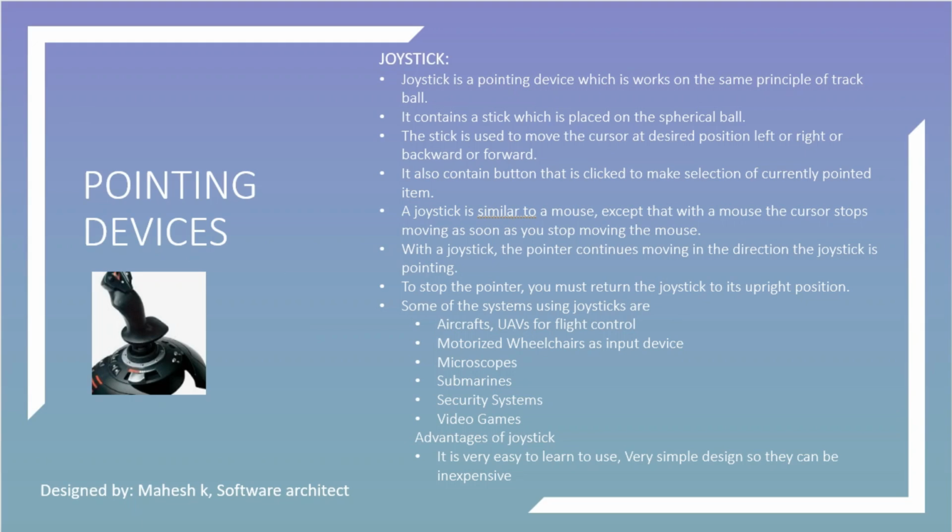The stick is used to move the cursor to the desired position, left or right, backward or forward. A joystick is similar to a mouse, except that with a mouse the cursor stops moving as soon as you stop moving the mouse. With a joystick the pointer continues to move in the direction the joystick is pointing. To stop the pointer, you must return the joystick to its upright position. So we need to check the position before releasing it.